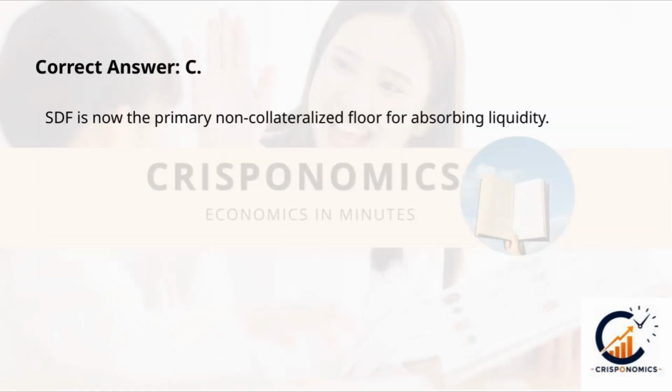Let's talk about SDF. It's now the main non-collateralized floor for absorbing liquidity. That means it acts as a safety net, soaking up excess liquidity without relying on collateral. This role is crucial because it helps stabilize the system, keeping things balanced when markets get volatile. Understanding this shift is key to grasping how liquidity flows are managed in today's environment. The correct answer here is C.